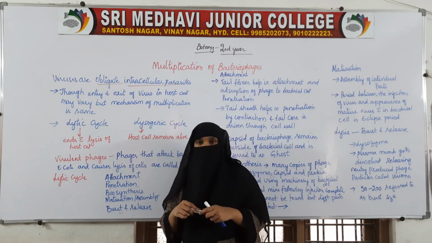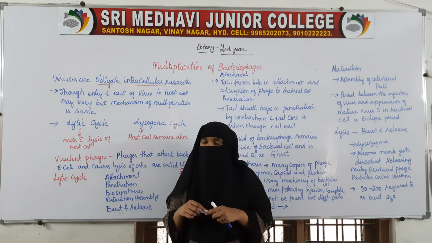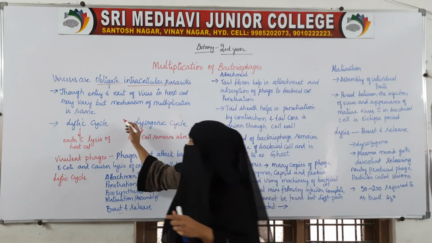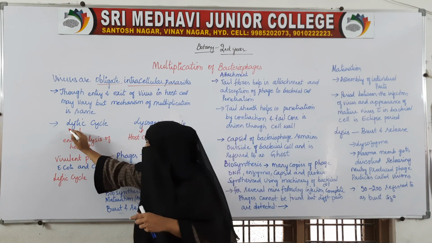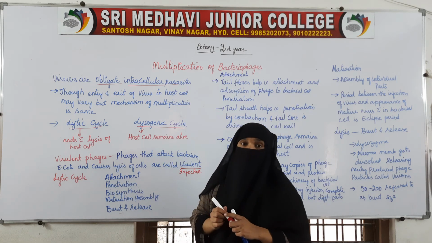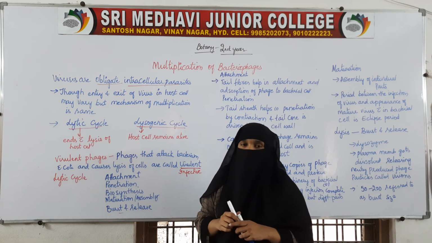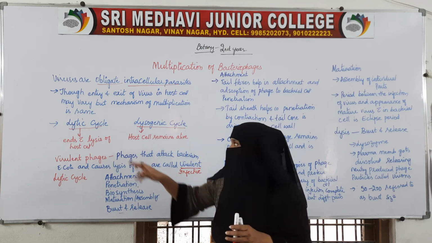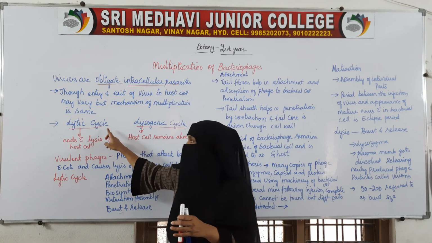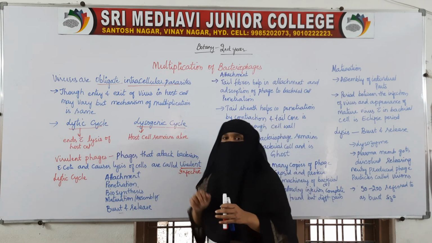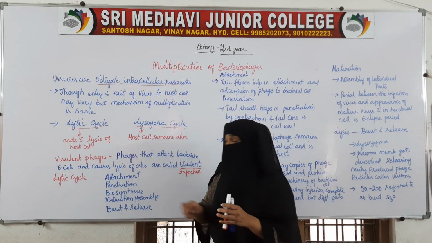The multiplication of viruses or multiplication of bacteriophages can be of two types. One is the lytic cycle and another is the lysogenic cycle. Viruses can multiply or increase in number with the help of these alternating mechanisms, that is, the lytic cycle and the lysogenic cycle.